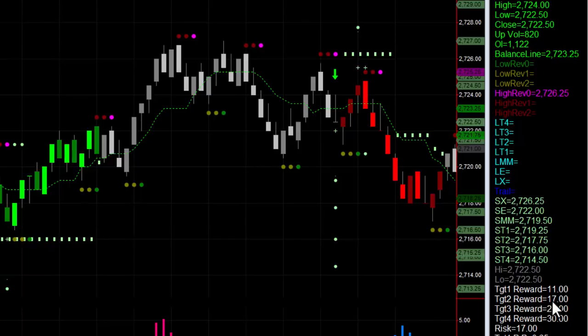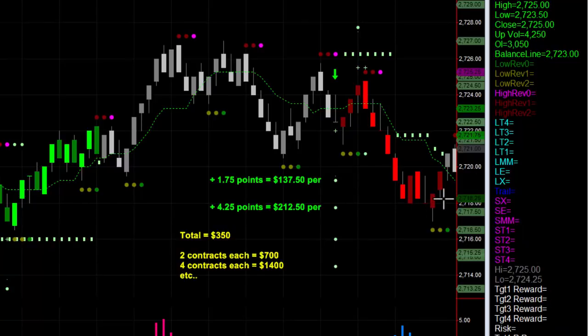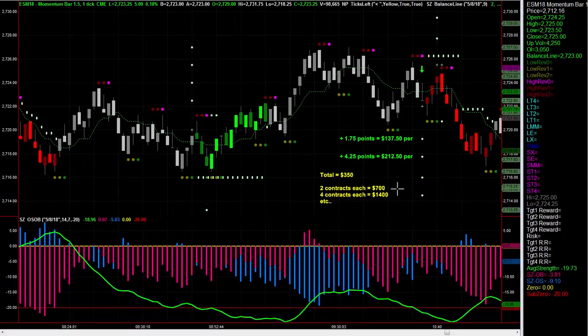That was 17 ticks at target 2. You could take profit at target 1, target 2, target 3, target 4, and trail. And with the ES, it's always a good idea to trade with multiple positions. And you could see the profit potential in here with $212 to target 2, $137 target 1. And if you're trading multiple contracts, you can see in just a very efficient trade how much can be made.